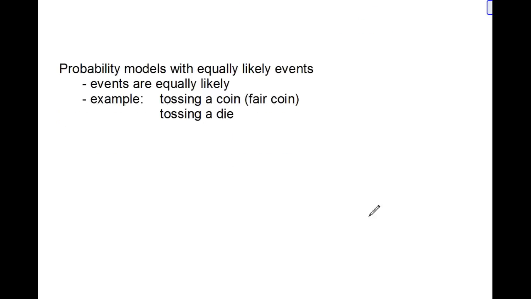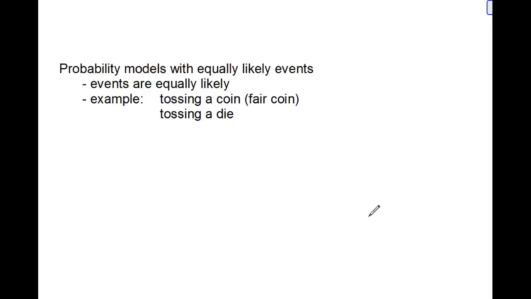Now we have to talk about what we consider equally likely events, such as tossing a coin or tossing a die. This means that events are equally likely. They have the same possible outcomes.